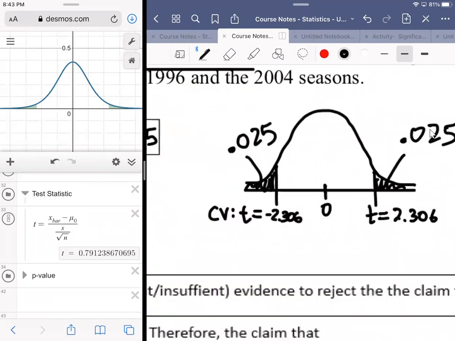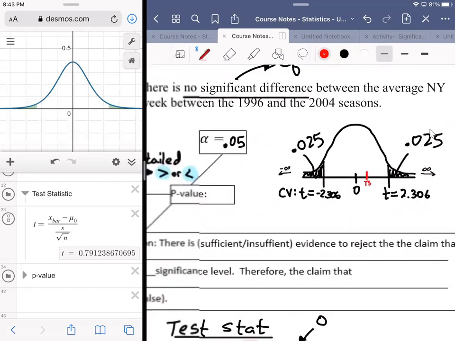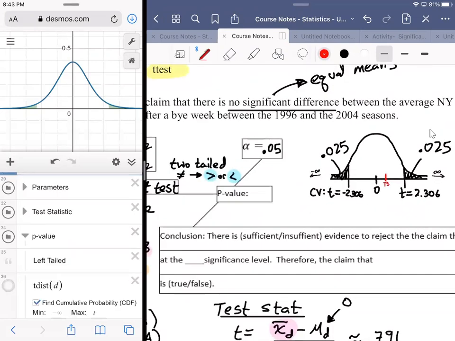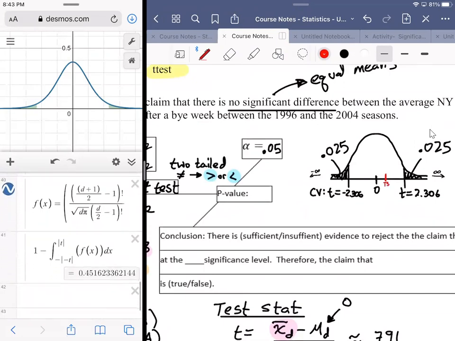If you compare that with the number line, the glorified number line here, remember negative infinity is this way, positive infinity that way, zero is in the middle. I don't know where 0.791 is. I just know that it's not going to be in the rejection area. It's going to be somewhere around here. That's where my test statistic is going to be. My p-value, again, I want the two-tailed, the nasty looking formula, but all I care about is that 0.45. It would round to 0.452.